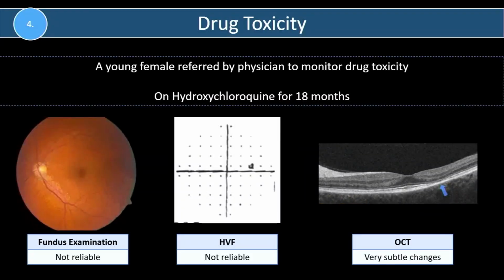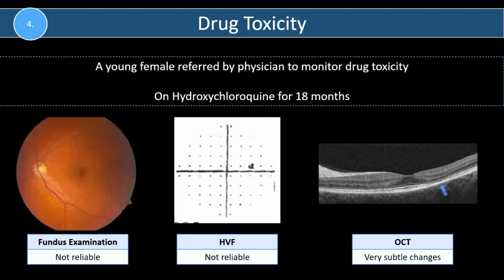Now this is the interesting one. A young female referred by a physician because she has SLE. She was on hydroxychloroquine for 18 months and fundus examination was done. It's almost within normal limits. HVF was not that accurate, but it was almost normal. And then the OCT was done.